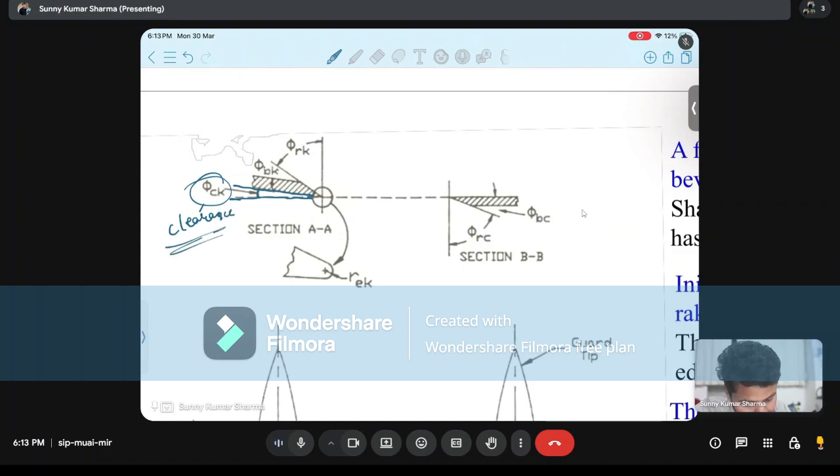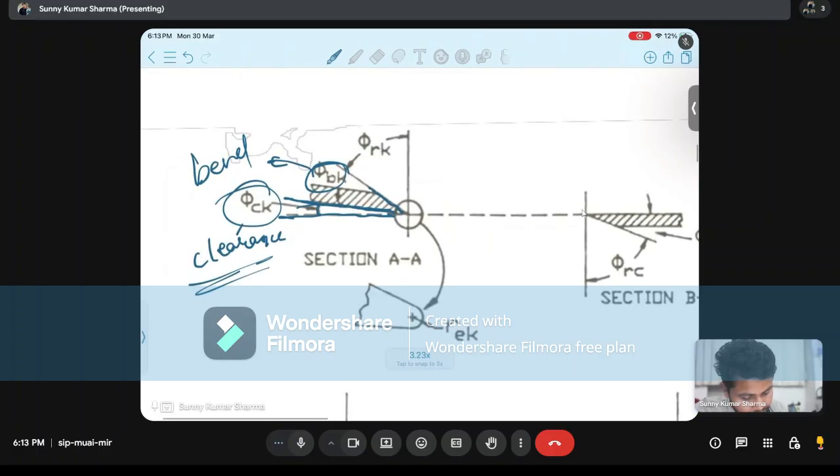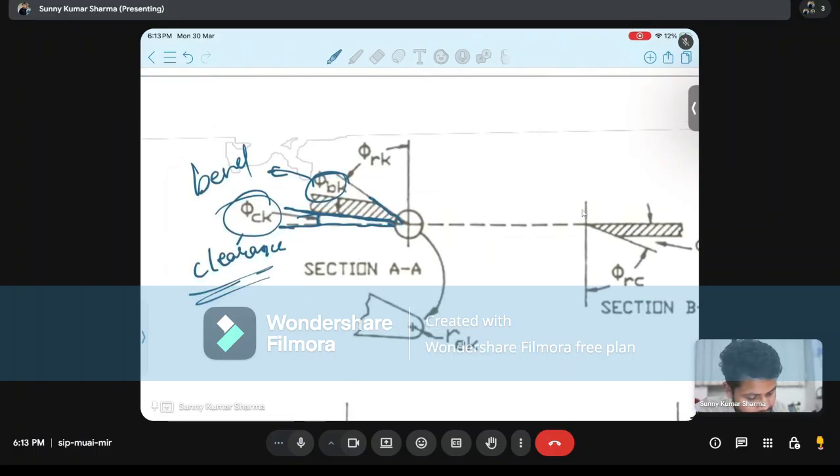Then the second angle is this. This is the edge of the knife, and this is the sharpened section. Between the main bottom section of the knife and this sharpened section, the angle is called the bevel angle, PK. And the angle between this edge of the knife and the vertical axis is called the rake angle. You can note this down. It will come in the answer. I will tell you in detail.